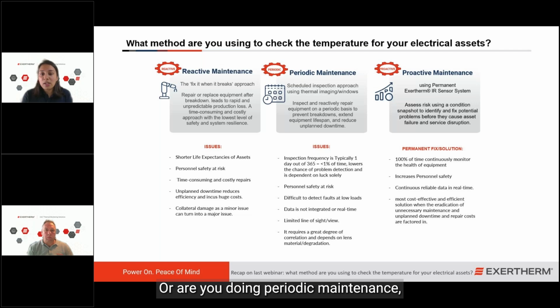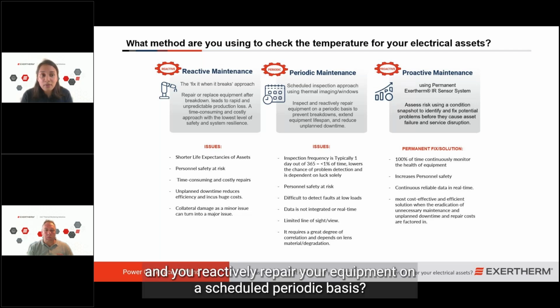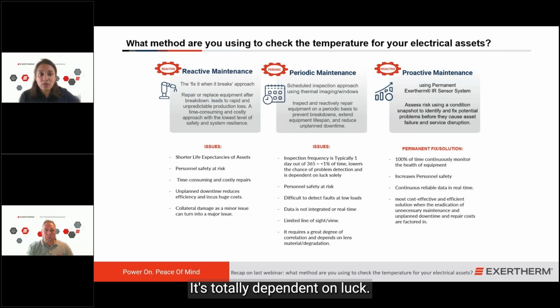Or are you doing periodic maintenance, where you schedule inspection using thermal imaging and windows, and you reactively repair your equipment on a scheduled periodic basis? Well, this method has its own set of challenges. It's solely dependent on luck, as this inspection frequency is typically maybe once in a year, or 1 day out of 365 days.